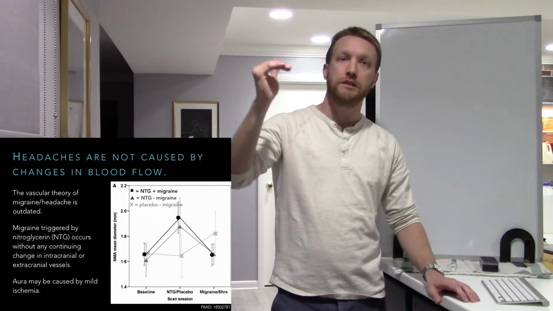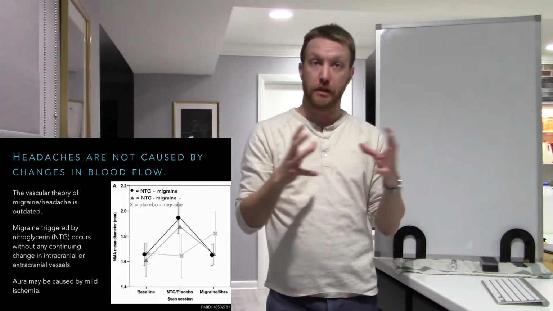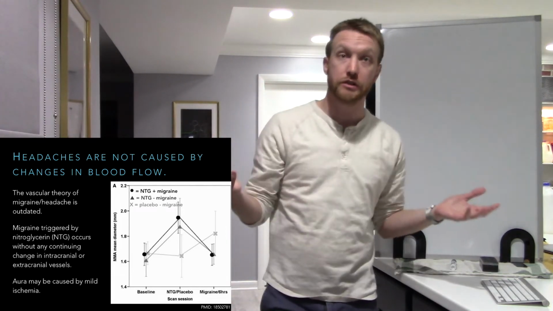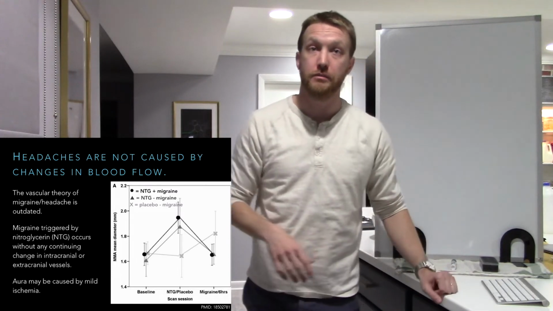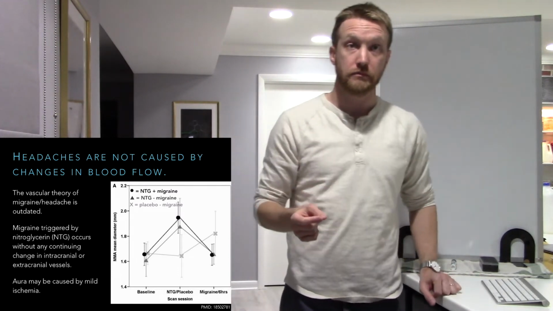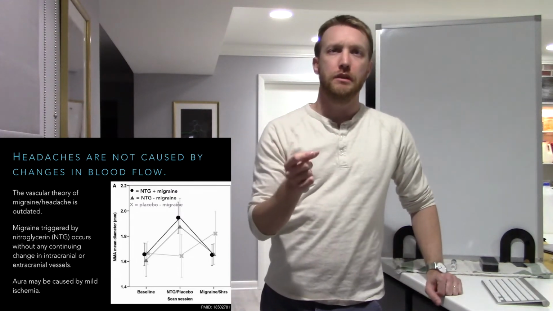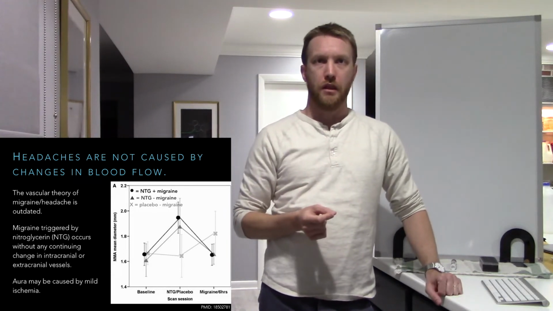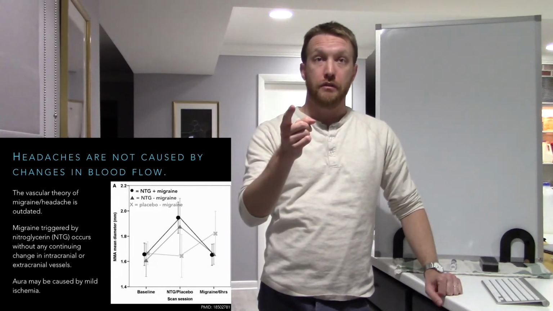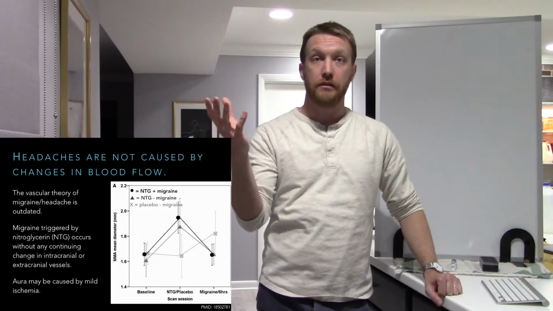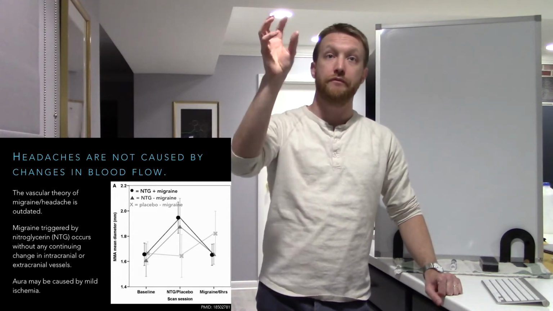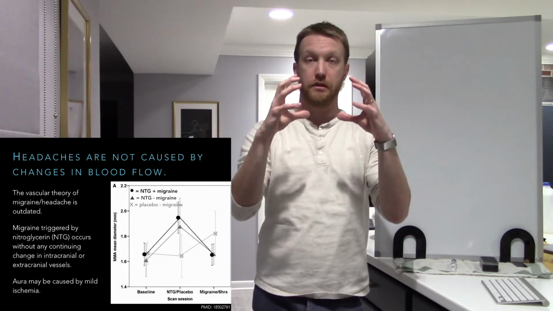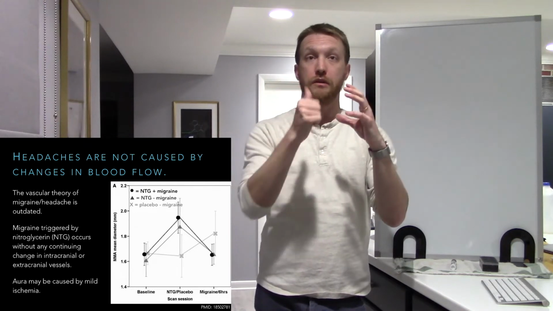On the y-axis, we're looking at the diameter of different blood vessels. And regardless of where you look, the story is going to be the same. So this would be the middle meningeal artery here. When you give nitroglycerin, whether they got a migraine or not, doesn't matter. You'll see in that middle section, we have vasodilation. So the blood vessel gets bigger. It gets bigger whether they got migraine or not.